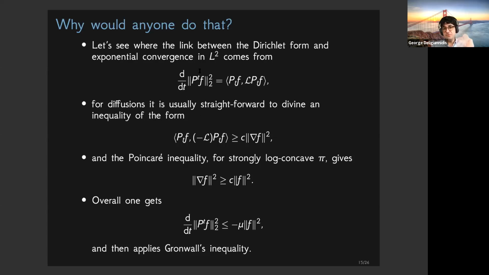So for standard diffusions, after you differentiate the L2 norm and you get the Dirichlet form, usually for diffusions it's easy to define some kind of inequality that brings in the Laplacian, and then you can use a Poincaré inequality essentially to prove coercivity. So once you put everything together, you'll get an inequality of the form you can see at the bottom of the page, and then you can apply Gronwall.